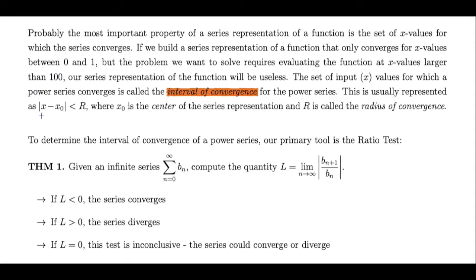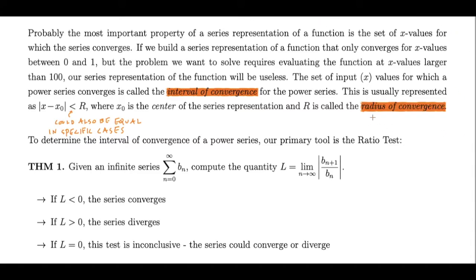Oftentimes, this has a specific structure. What I've noted here is a set of all x such that |x minus x naught| is less than R. Remember, this x naught, or x sub 0, represents the center of our series. So this inequality is telling me that the distance between an x value and the center is less than some capital R value. And in some cases, it could potentially be equal to that capital R. The capital R is called the radius of convergence.